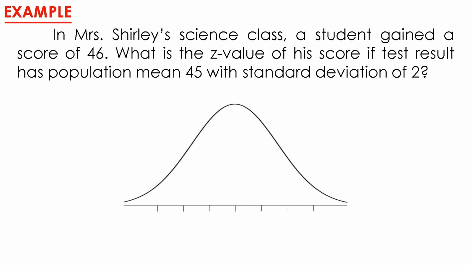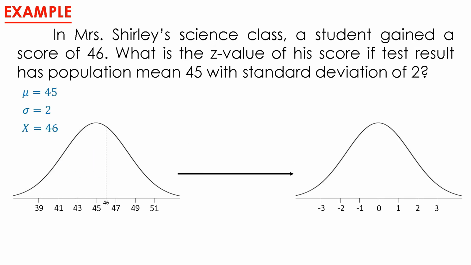If we were to draw this normal distribution, we would have 45 located at the center of the distribution because it is the population mean. Each interval will increase by 2 since that is the standard deviation, and the normal value will be located between 45 and 47 since the raw score is 46.